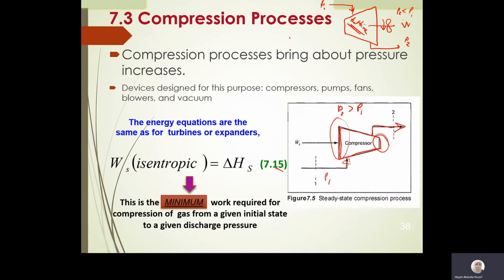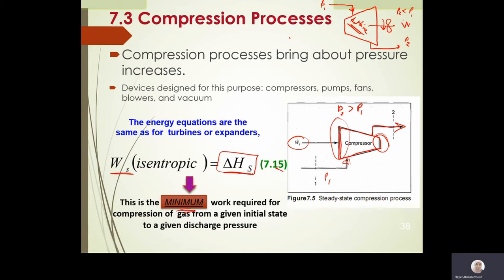Now, in terms of what's happening, it is just opposite. With the isentropic work, it's still delta HS, but this is not the maximum work you are getting. If it is isentropic, then this is the minimum work we are feeding to the compressor. Again, it is ideal, because at best we need to consume a minimum amount of work. So that's why this is the amount of work.